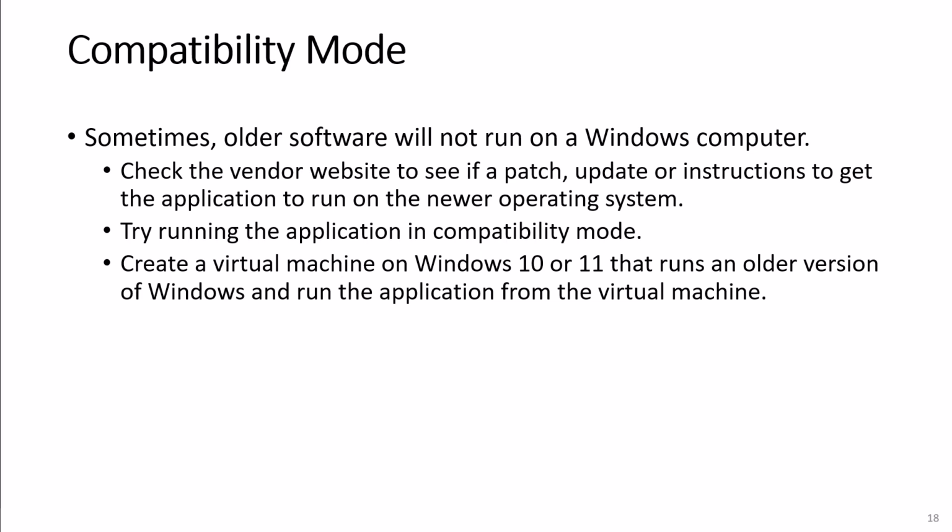Sometimes older software will not run on Windows computers. Check the vendor website to see if a patch, update, or instructions to get the application to run on the newer operating system. You can also try running the application in compatibility mode. Another option is to create a virtual machine on Windows 10 or 11 that runs an older version of Windows and run the application from the virtual machine.